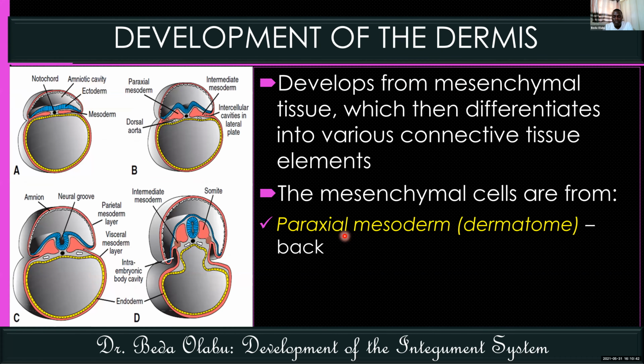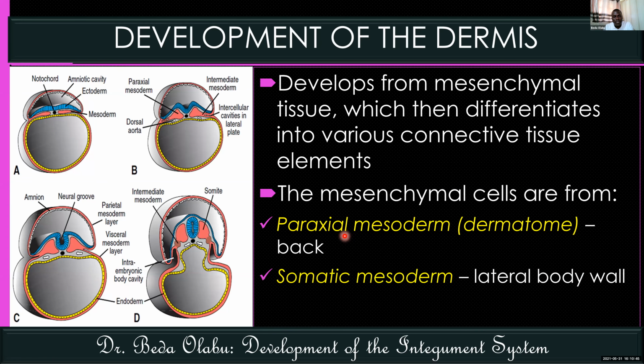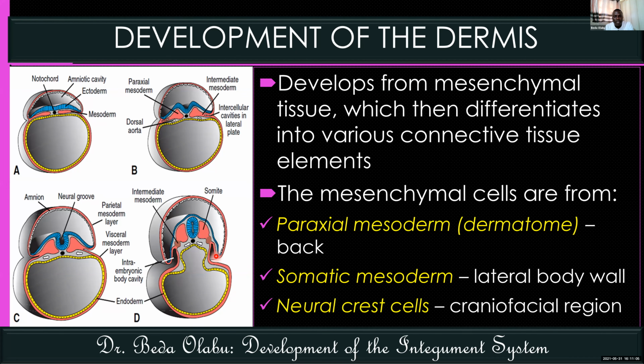This mesenchyme may also come from somatic mesoderm. Remember, this is paraxial mesoderm, and then this is somatic mesoderm. The mesenchyme from somatic mesoderm will form the dermis of the skin of the lateral body wall, as well as the dermis of the skin within the limbs. And lastly, we also have mesenchyme that comes from neural crest. The mesenchyme that comes from neural crest forms the dermis of the skin of the face.